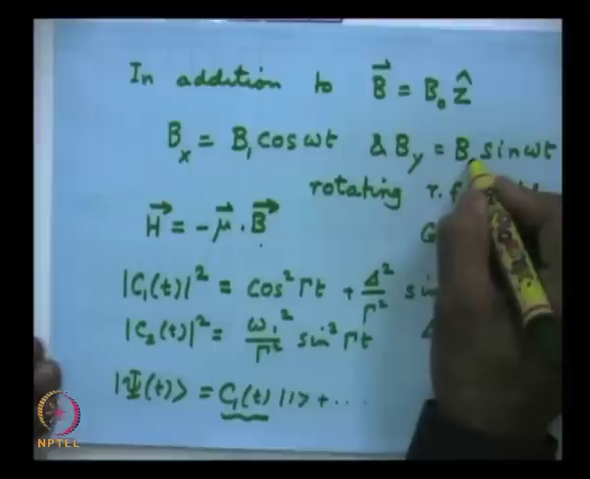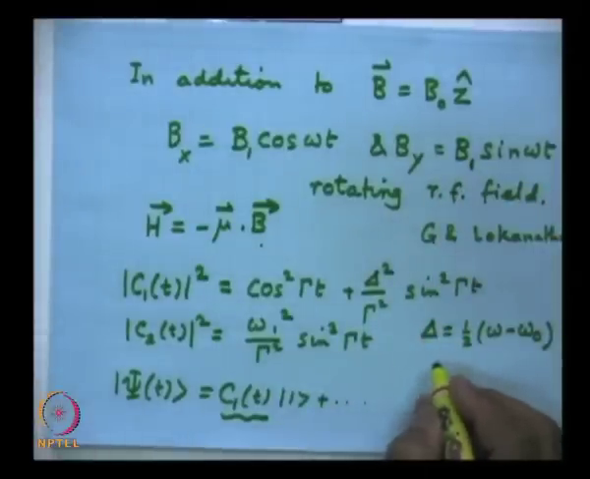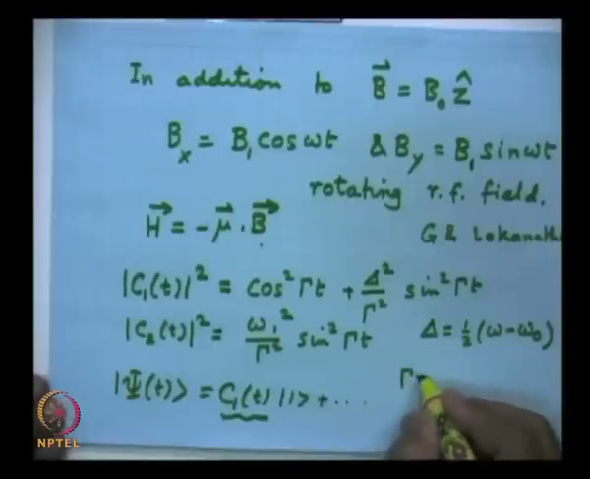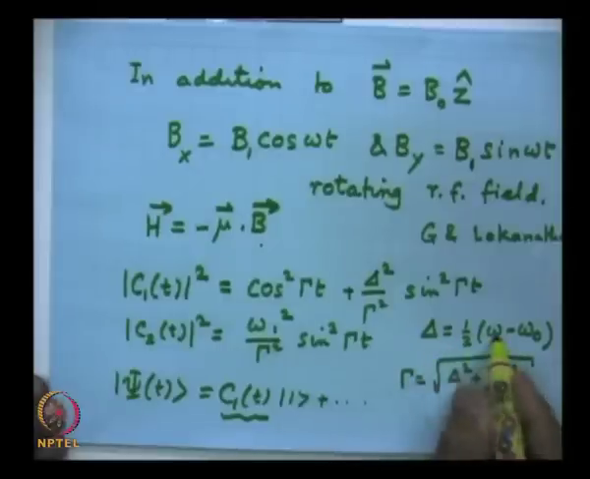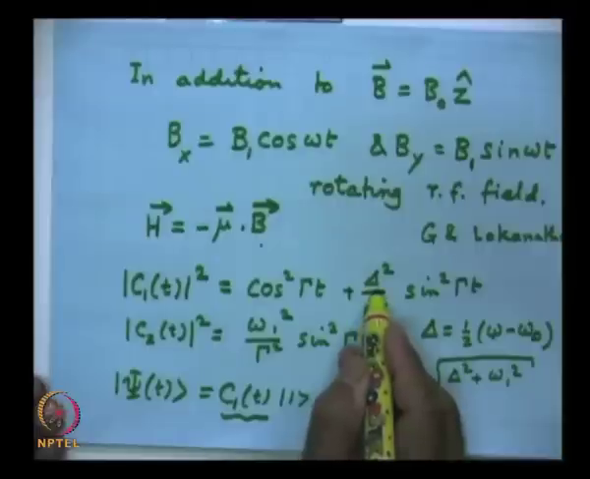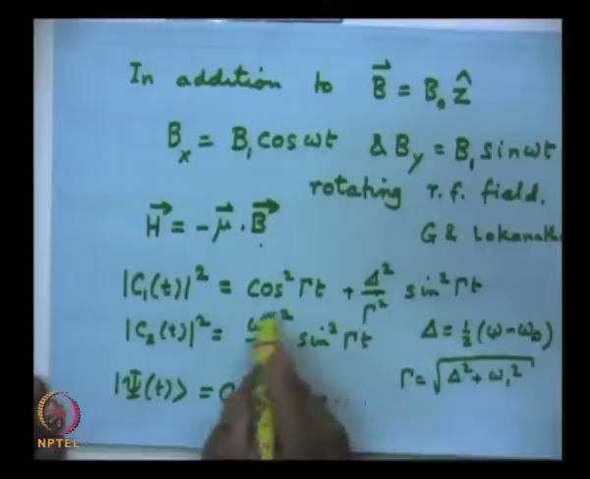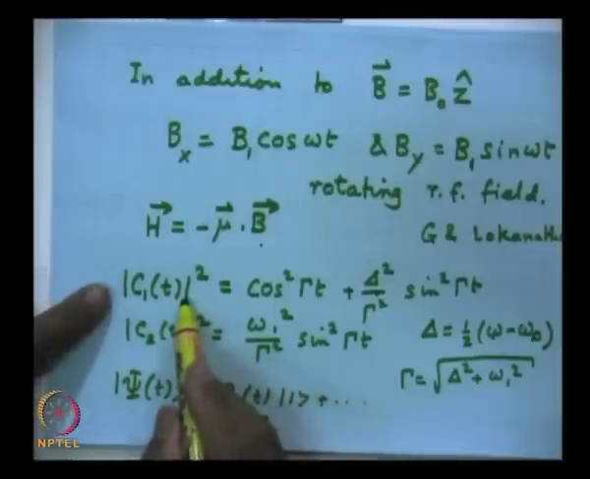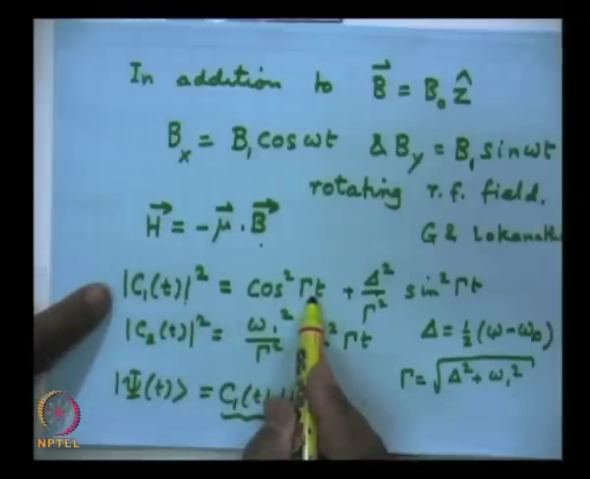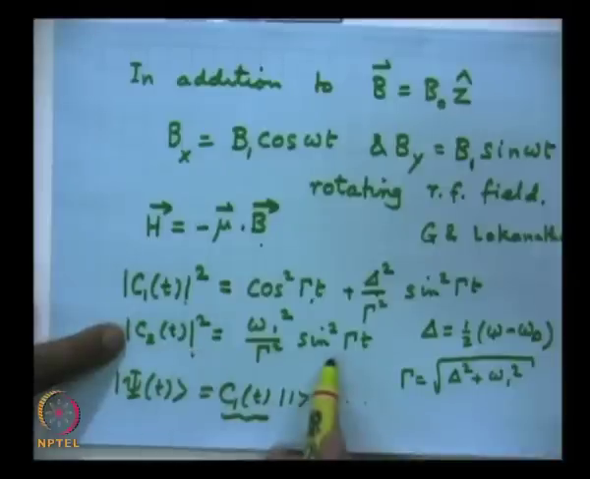So this is B1, and γ is equal to the square root of Δ² plus ω1². So when Δ is 0, that is, ω is equal to ω0, this becomes 0 and this becomes 1. Therefore |C1(t)|² becomes cos²γt and |C2(t)|² becomes sin²γt.